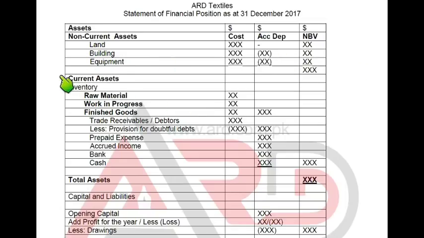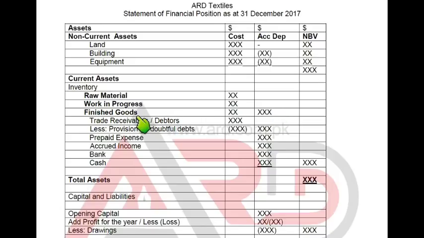This is easy. Then in current assets, we'll be writing 3 types of inventory. This is a particular difference in a manufacturing account balance sheet as compared with a sole trader balance sheet. In a sole trader, there is only one inventory. In a manufacturer or producer accounts, there are 3 types of inventory. We'll be writing all 3 in the first column: raw material, WIP, and finished goods, and we'll be adding up in the second column.